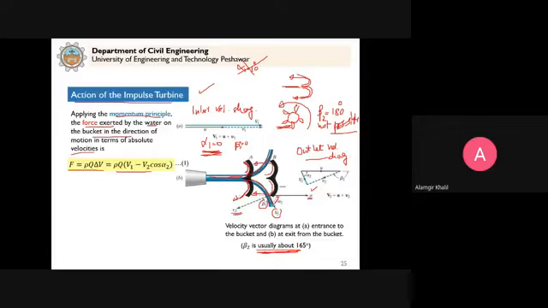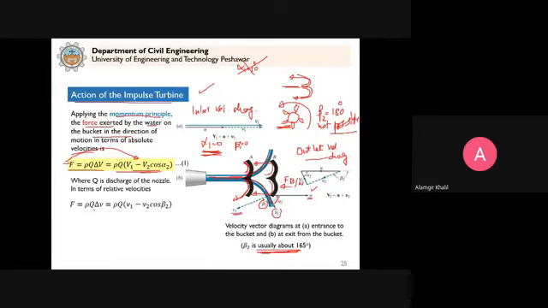Because what we calculate from the equation is the force of bucket on water, so it will be minus. This minus will take care of this here. So it will be V1 minus V2 cos of alpha 2. This should be final minus initial velocity, but this minus is coming here.